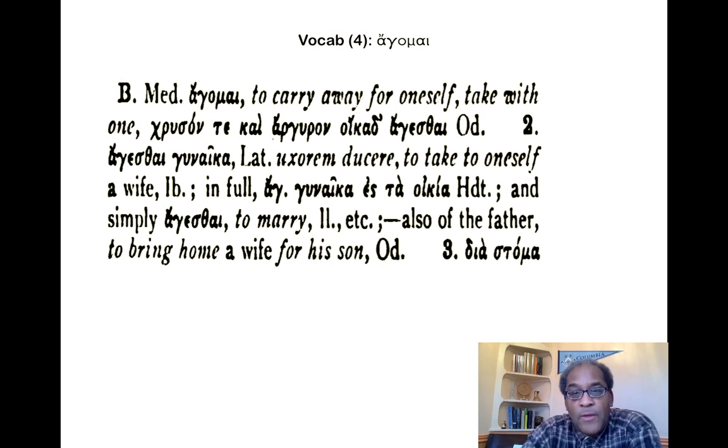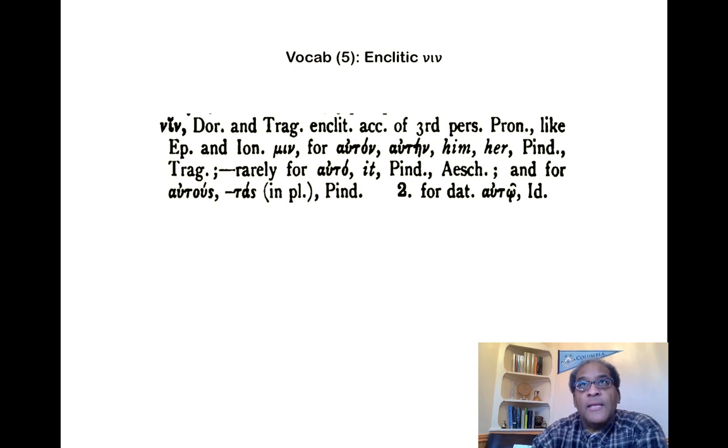And also, of the father, to bring home a wife for his son. I guess you can also bring something through the household threshold, or through one's mouth. I'm not sure what's going on there, I apologize. But what we have here is ago, and we have as our object this nin. You don't see this very often, but it's the enclitic, Doric and tragic, of the third person pronoun, like epic and Ionic nin for auton, autain, him or her. It's rarely used for auto, it. And Pindar and Aeschylus will even use it for autous, autas in the plural.